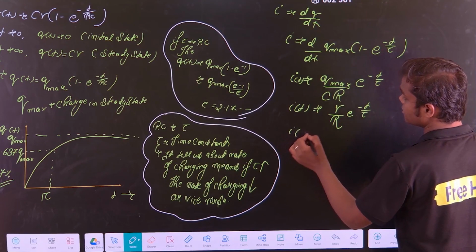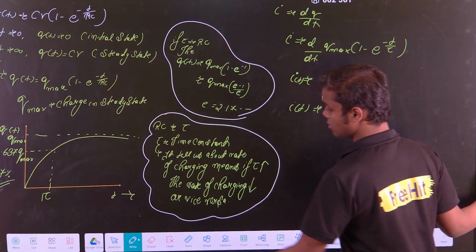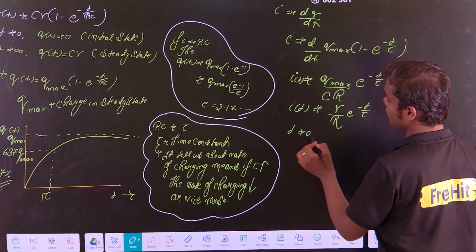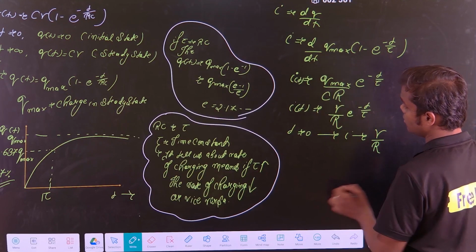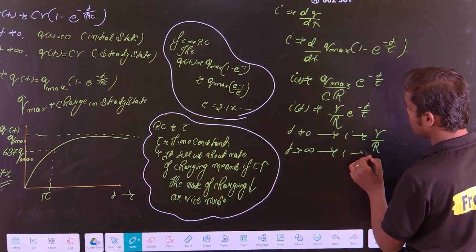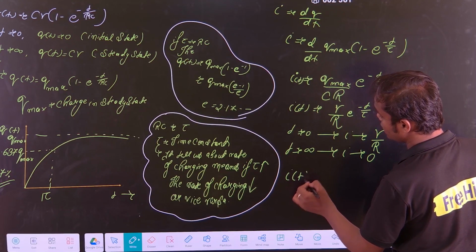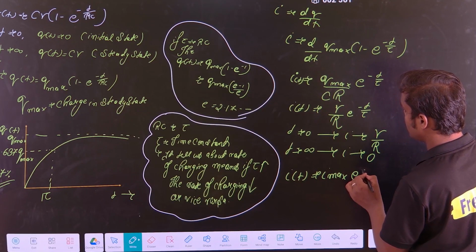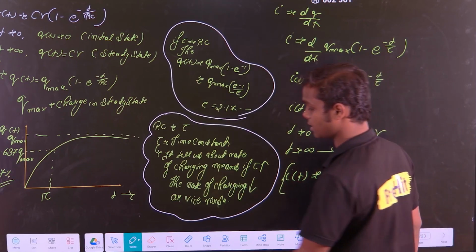Or you can say from here, if I put t equal to 0, what is my current? Current is V by R. If I put my t equal to infinity, what is my current? My current is equal to 0. So from here I can say my I of t is nothing but I max e to the power minus t by tau. Now you tell me, what is I max?